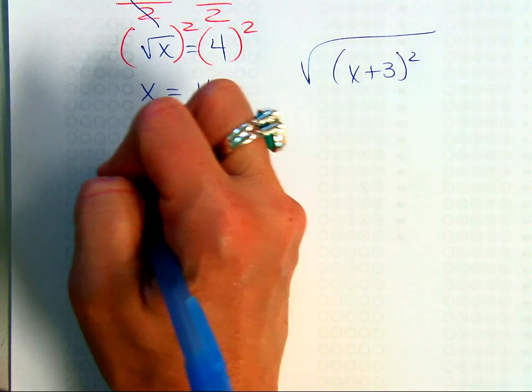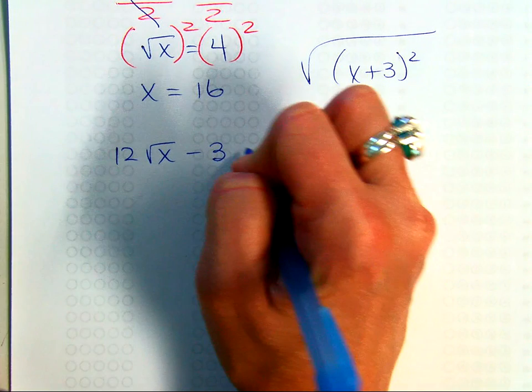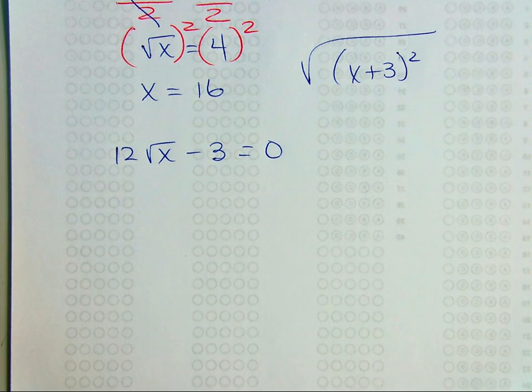Let's do 12 square roots of x minus 3 equals 0. So what do you think? Literally it's the same type of problem, different numbers. So cancel out your constant. Go ahead and try that one.